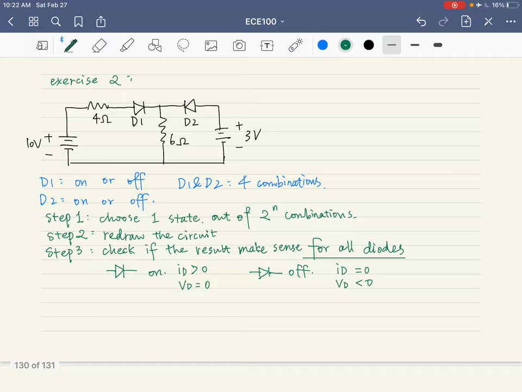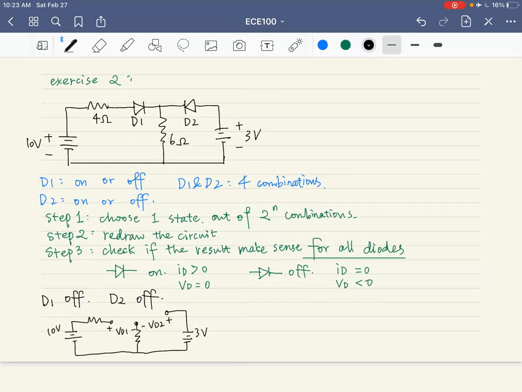Let's go back to the example. First, let's assume D1 is off and D2 is off as well. If we redraw the circuit, we'll see something like this. Open circuit here, open circuit here as well. From observation, we know that VD1 equals 10 volts, VD2 equals 3 volts when the current is 0, right? Apparently, it contradicts the two possible situations in step 3. So we can conclude that the result doesn't make sense. So the assumption is wrong.